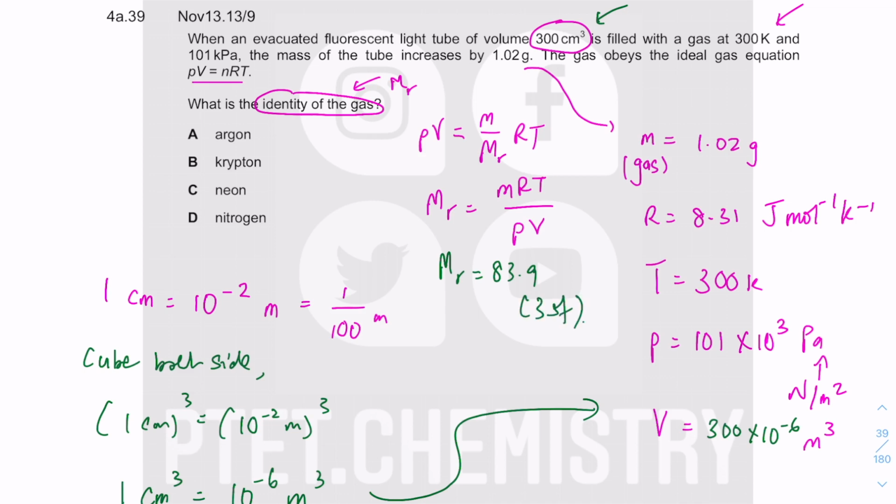So have a look at your data booklet for your periodic table. So 83.9, these are all noble gases, right? So look at the noble gases. 83.8, that's for krypton. Krypton is the closest, so B must be the answer there.